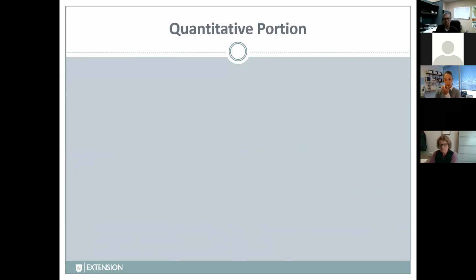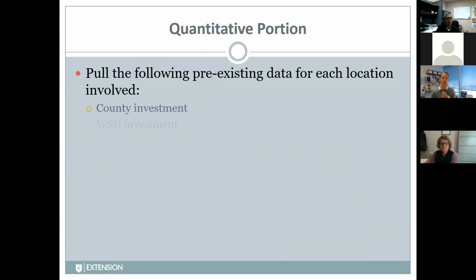Quantitatively, though, we also collect quite a bit of information. So before we come into any location to do a ripple effects mapping, in our case it's counties, before we go into the county, we pull a lot of pre-existing data. This helps us really set the context and the stage for the information that we're collecting. So we want to know the county investment, we want to know the WSU investment, and we want to know any grants that have been received. We usually do it within a set time period, because we're not trying to understand what exactly has happened within the county in the last 20 years. So for us, we have found about a 2 to 3 year time period is sort of an accurate assessment for what's been happening within the county.